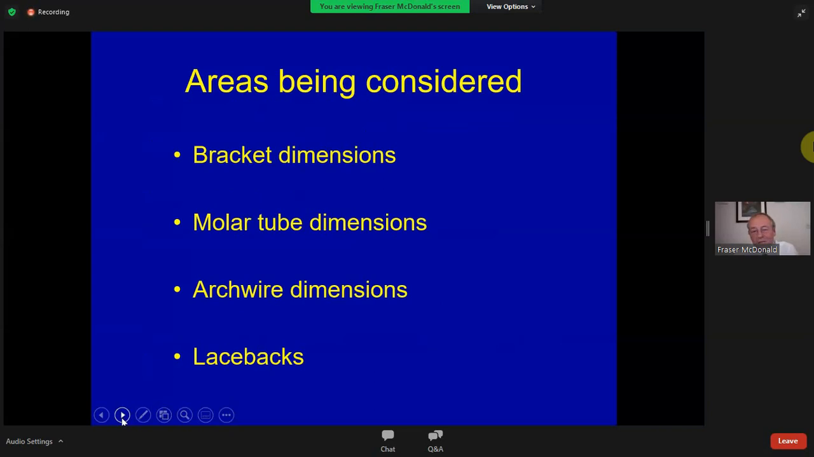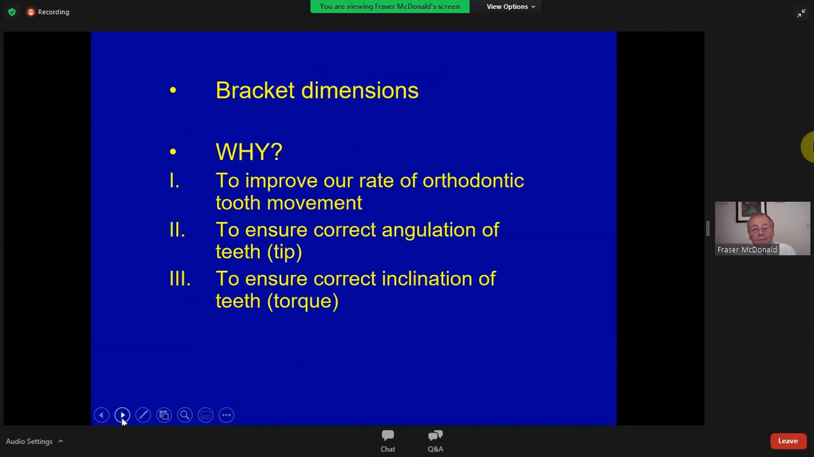You're also not going to be surprised that any academic usually talks about stuff they've actually investigated, and there will be a smattering of that. You'll also recognize 1 or 2 names. But it is really up to you as individuals to start to develop a discrimination as to which are the good names in orthodontics, the ones you want to listen to, the ones that actually have value to add. And we're looking at bracket dimensions, molar tube dimensions, archwire dimensions, and lacebacks.